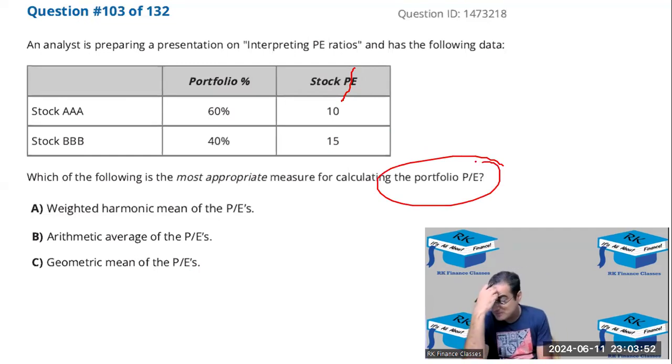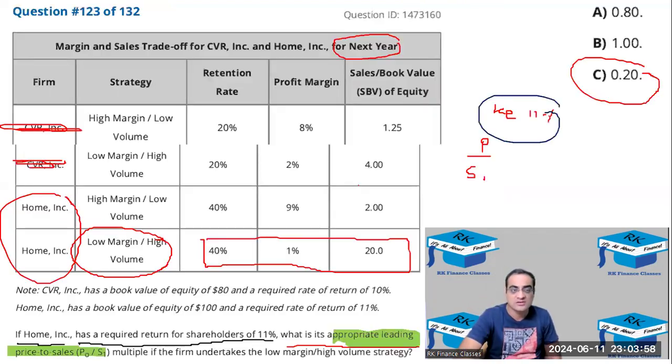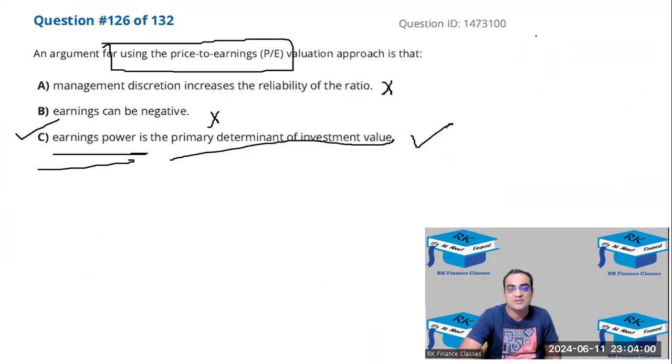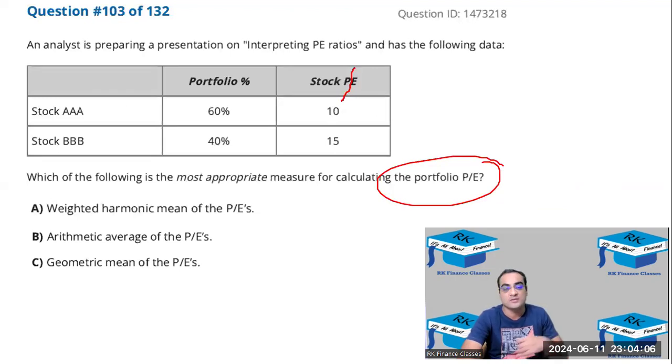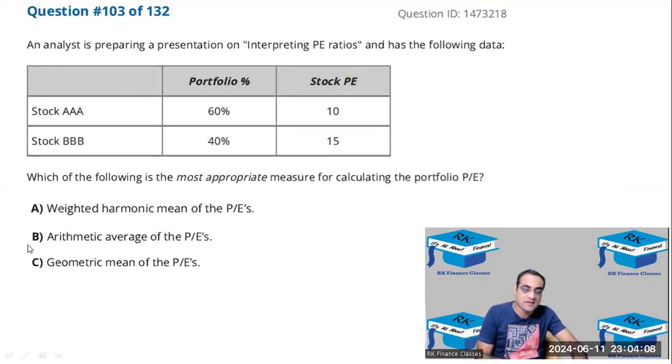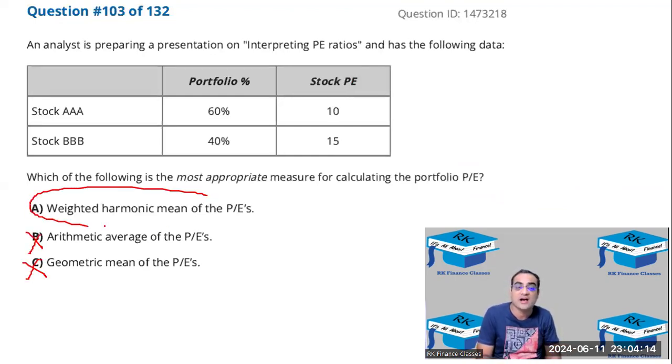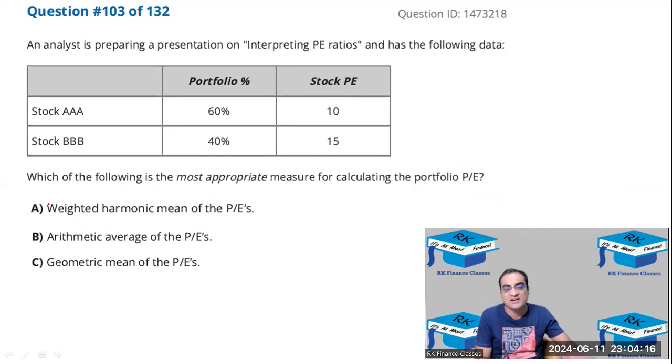In today's lecture, I made a silly mistake in one of the questions. I mistakenly said it should be harmonic mean. It was not harmonic, it was weighted harmonic mean. It's not arithmetic mean, it's not geometric mean, it's not harmonic mean, it's weighted harmonic mean. So it was a clear-cut answer, A.